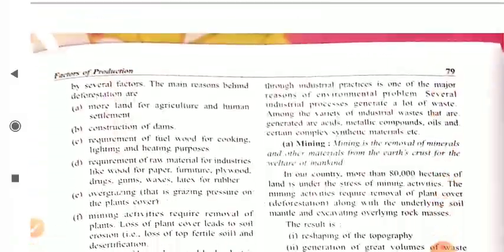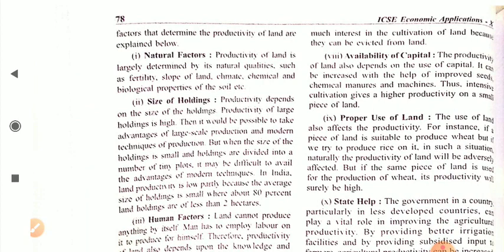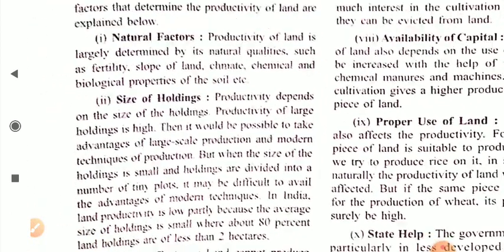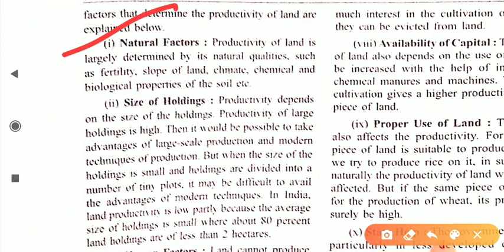Dear students, now move to our next point, which is factors that determine the productivity. What are the different factors that determine the productivity of land? The first one is natural factors. Productivity of land is largely determined by its natural qualities such as fertility, slope of land, and chemical and biological properties of soil. So these are the natural factors which determine how productive the land is. Second is size of holdings.